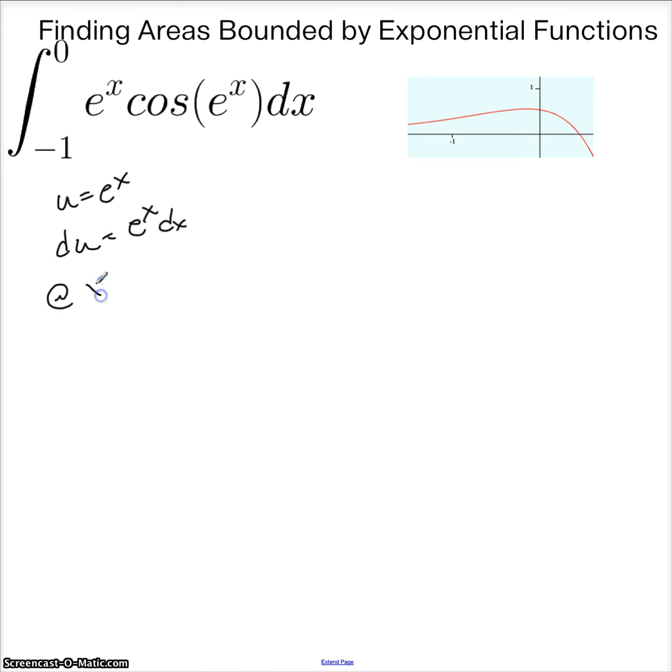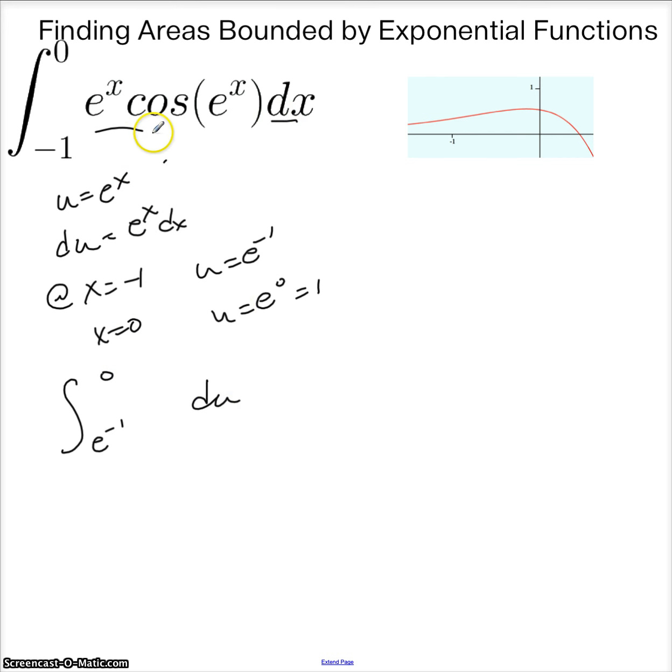At x equal negative 1, u is e to the negative 1. At x equals 0, u is e to the 0, which is 1. So this becomes the integral from e to the negative 1 to 0 of, all right, e to the x dx is du. Cosine u du. Now, when you have something ugly like this, that's the trick. Pick the argument as u and see if this works. If it hadn't worked, I would have done something else.